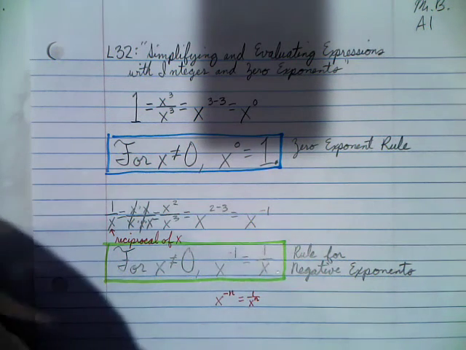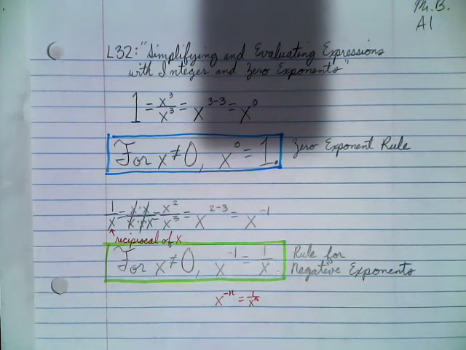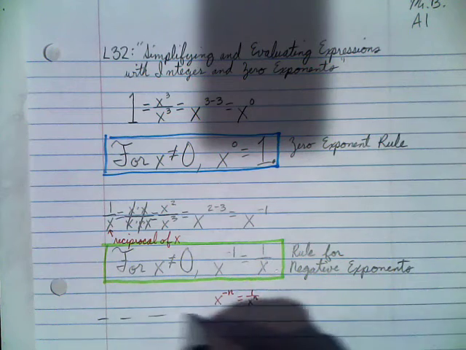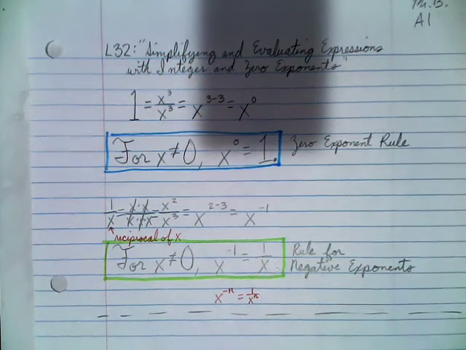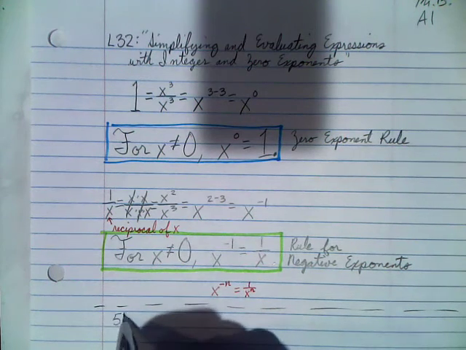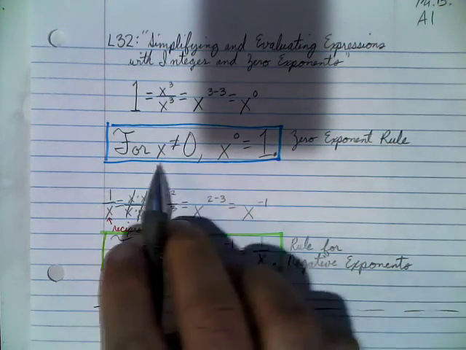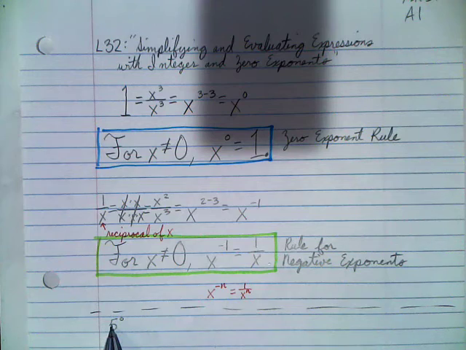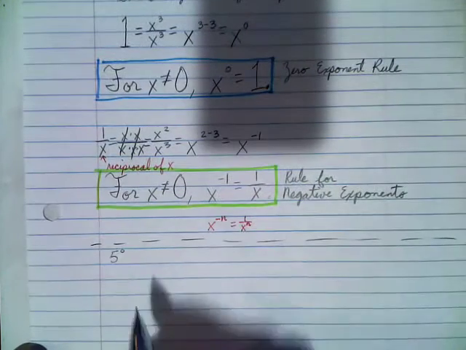So ladies and gentlemen, let's work through some examples now using these properties. So I'm going to put a little dashed line there. So let's say that I had 5 to the power of 0. Well, by this rule, as long as the base is not 0, the answer is 1.